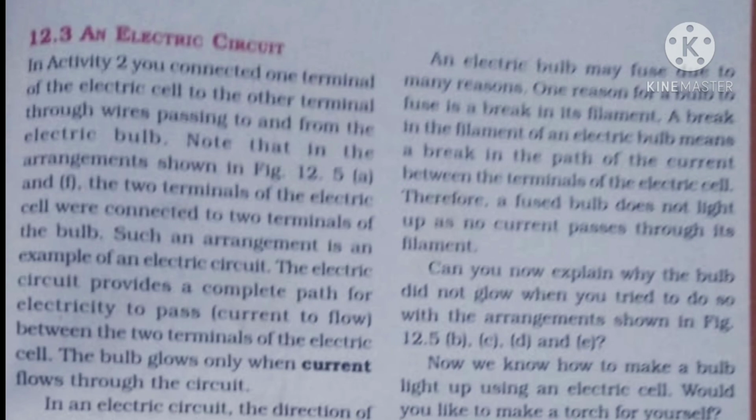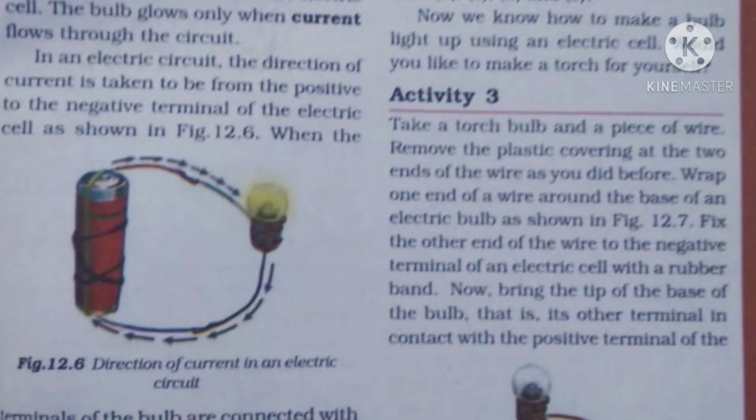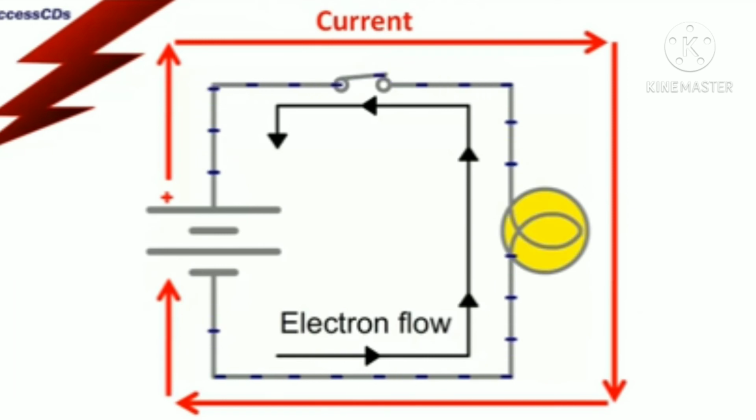So the next topic which we are going to study is 12.3, an electric circuit. Children, in the previous activity you have learned that when two terminals of the electric cell are connected to the two terminals of the bulb, only in such an arrangement the bulb glows, and this arrangement is an example of an electric circuit. The electric circuit provides a complete path for electricity to pass between the two terminals of the electric cell. The bulb glows only when current flows through the electric circuit.